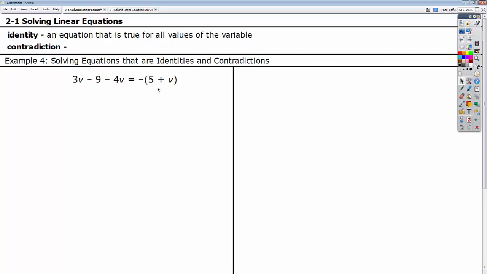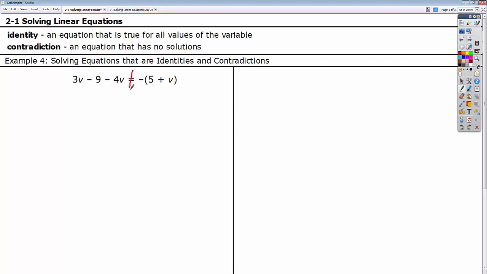Okay, that means that no matter what number I plug in for v, for instance, in this equation, I'm going to get a true answer all the time, every single number I pick. The opposite of that is your contradiction, and this is an equation that has no solution. So again, no matter what number I plug in for v, if it was a contradiction, none of them would work out. I would always get something that was untrue. Okay, let's see how that works when we're actually solving equations.